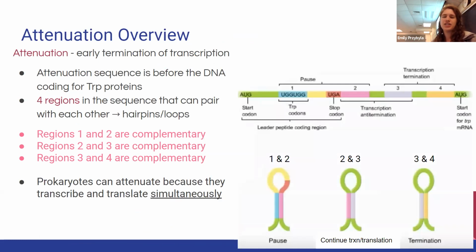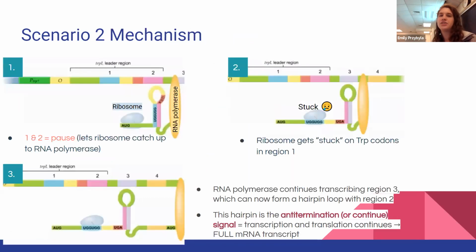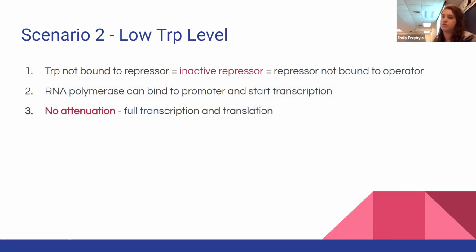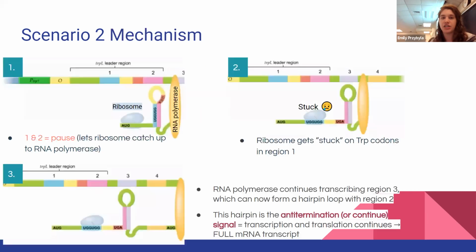And attenuation, I'm going to do the scenarios and then go back to the attenuation. So in low levels of tryptophan, there's no co-repressor to activate the repressor. So we don't bind the operator. So now RNA polymerase can come in and start transcription. No attenuation. And like I said, I'm going to go back to attenuation because I think it makes more sense.